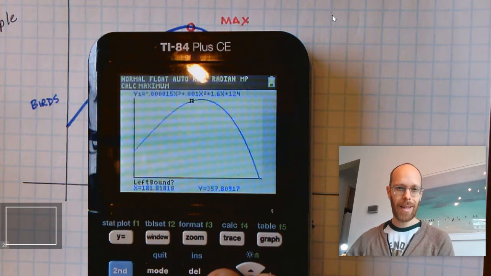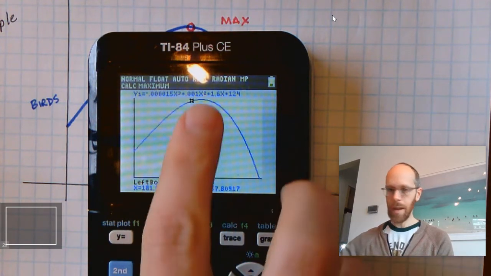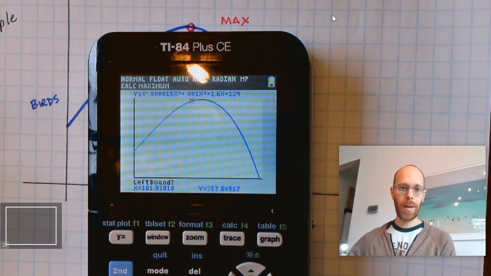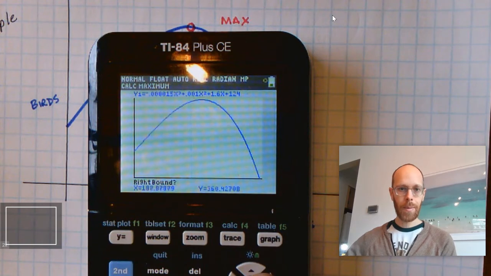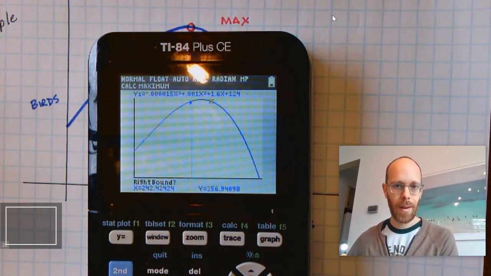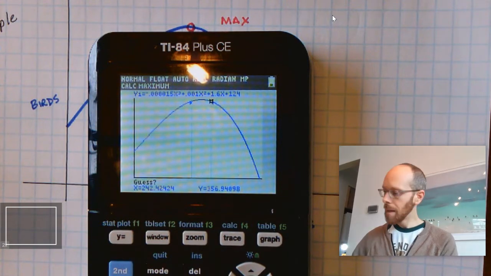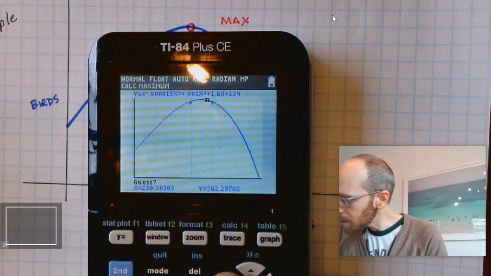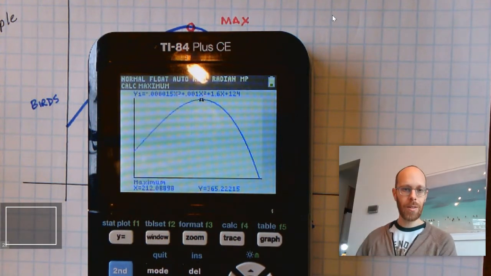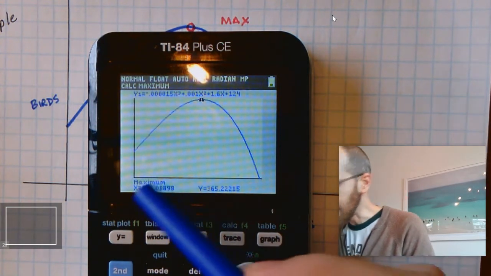So I can't tell exactly what the x values are here. So I know that I'm a little bit to the left or a little bit below the maximum. So I'm going to hit enter right here. And then it asks me for a right bound. So I'm going to move my Space Invader guy past the maximum. I'm going to hit enter again. And then for guess, I'm going to move as close as I can to where I think the maximum is, and I'm going to hit enter. And there's our answer right there.